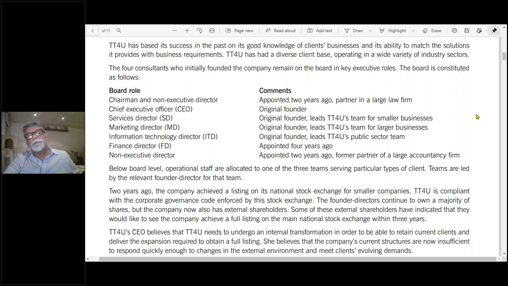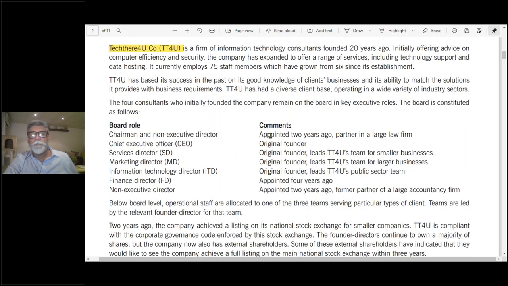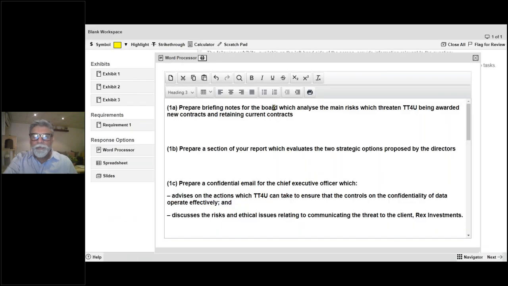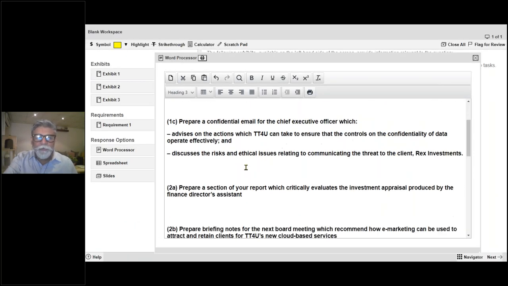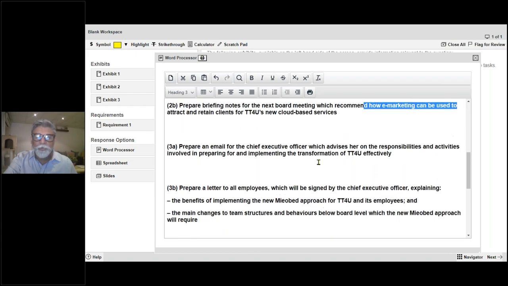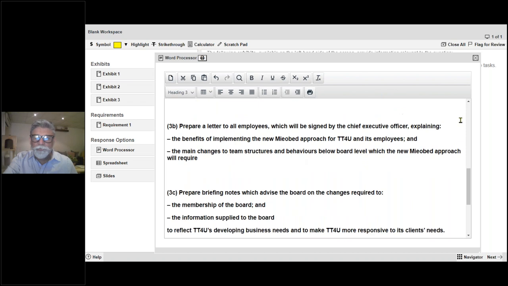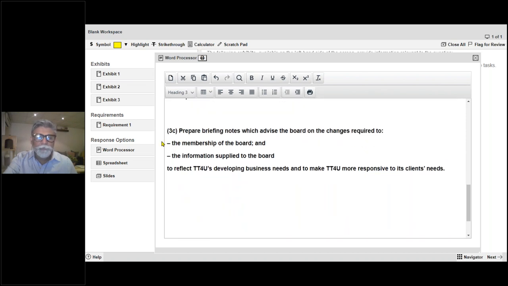Interesting. Now, guys, I have been given information about the current board of directors. Can I use it somewhere in my answer? I remember that one of the questions was about the board of directors. Can you remind me which question was that? No need. It's not a test of your memory, right? But actually, I can just quickly scroll down. Investment appraisal, e-marketing, no. Transformation, no. 3C. Prepare notes advising on the changes required to the membership of the board. Very good.